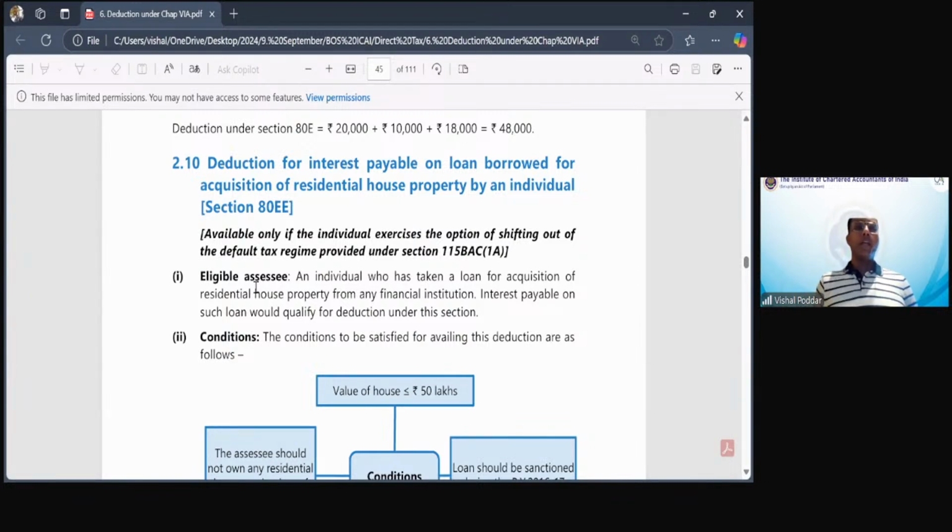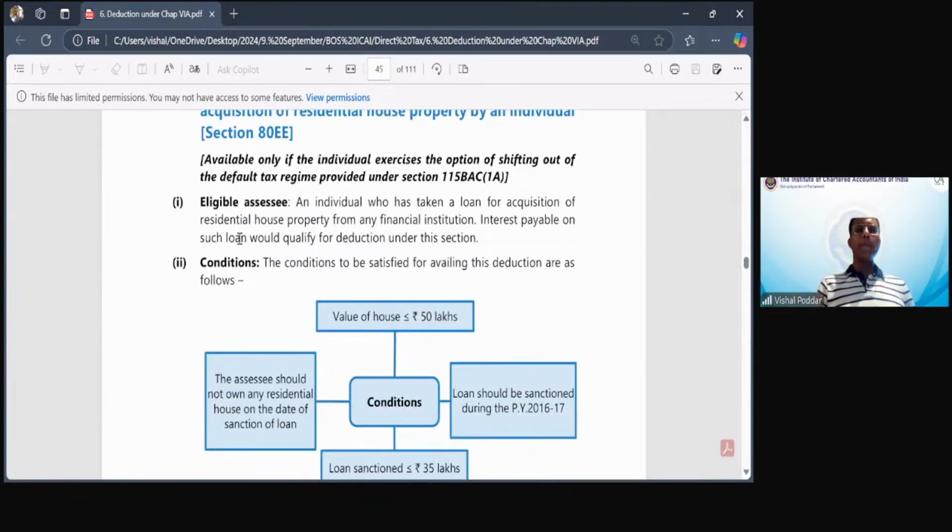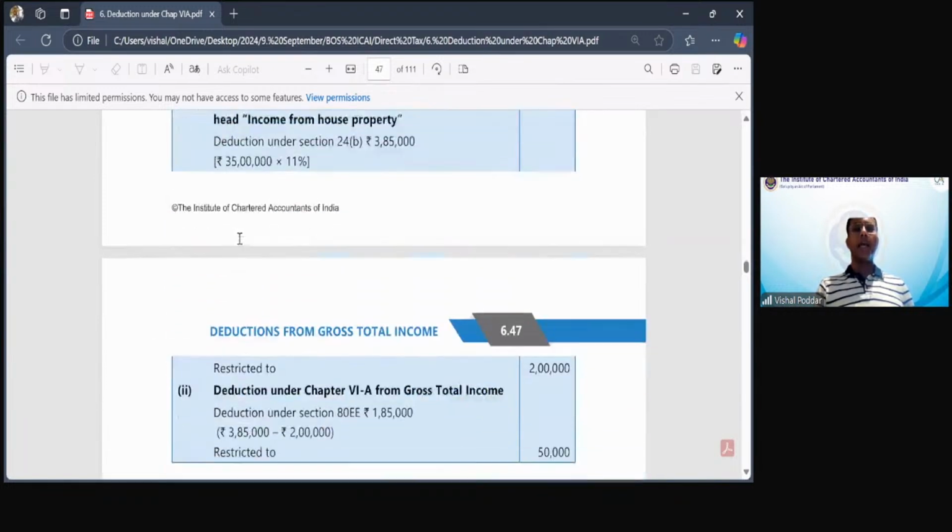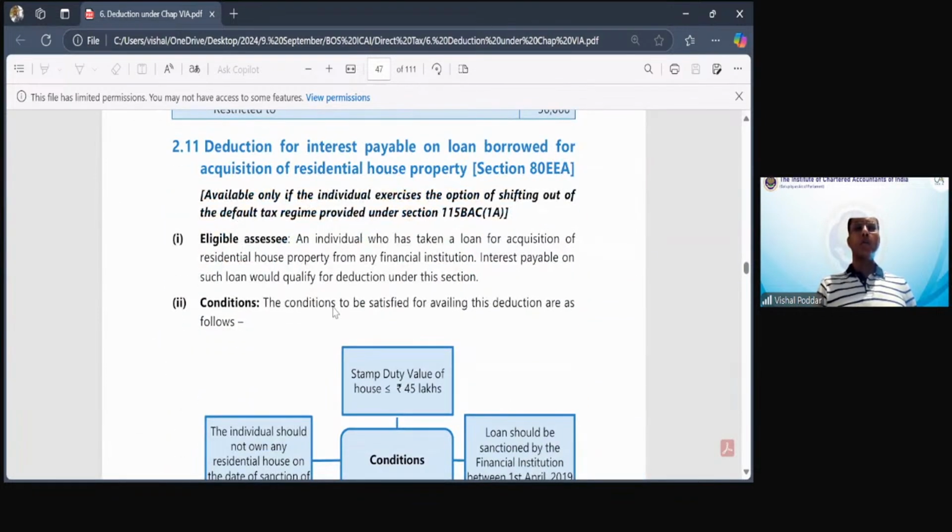Now, the next two sections, 80EE and 80EA, both these are dealing with the same thing, that is interest on housing loan. 80EE, 80EA, both deal with interest on housing loan. Now you'll say, sir, how can there be two deductions for the same payment? The answer is because of the date of loan.